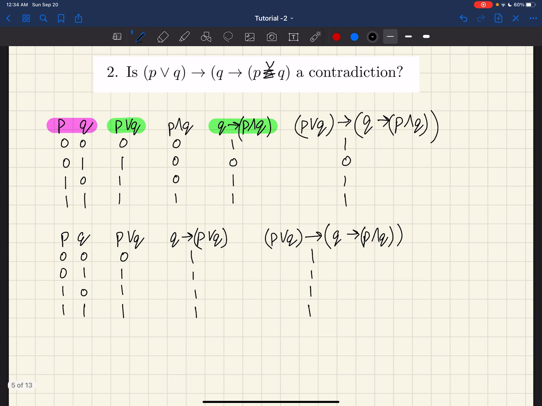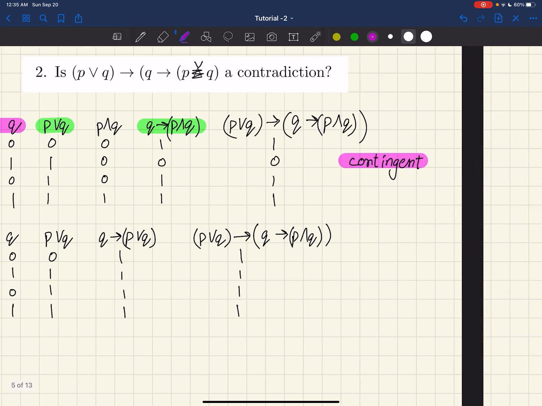So just to let you know, we changed this and this and right here to an or, and now it became a tautology and not a contradiction. And the original answer was that this is a contingent. Moving on.